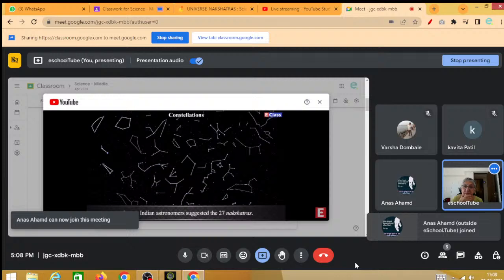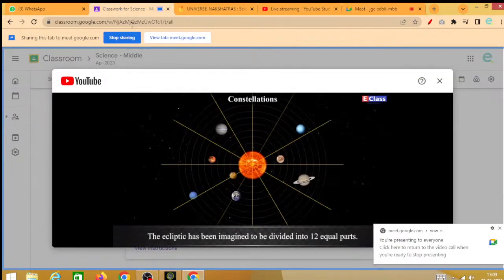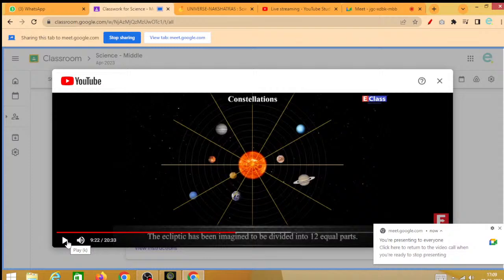Zodiac sign. The ecliptic has been imagined to be divided into 12. Okay. So now you remember what we had done? Now repeat what I just showed you, Harshal. First Harshal, then Yukti, then Asit.